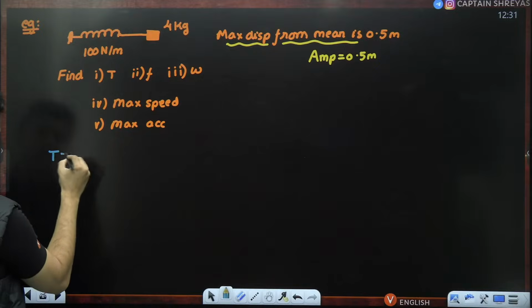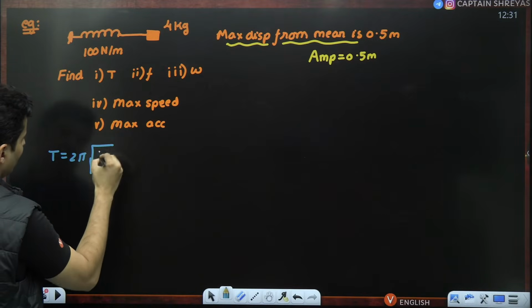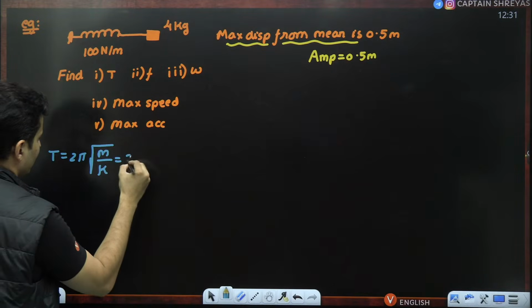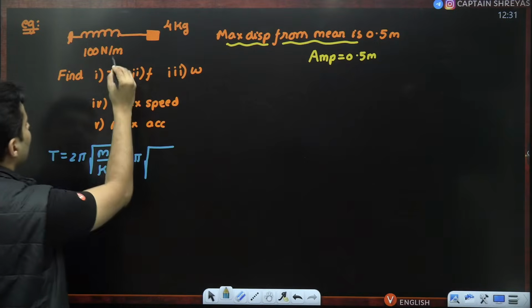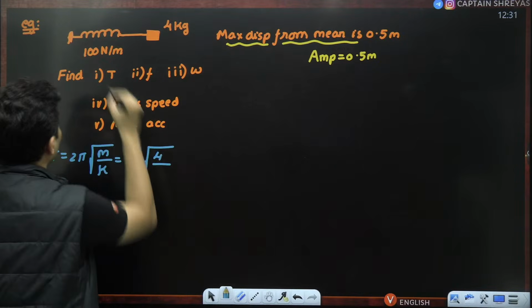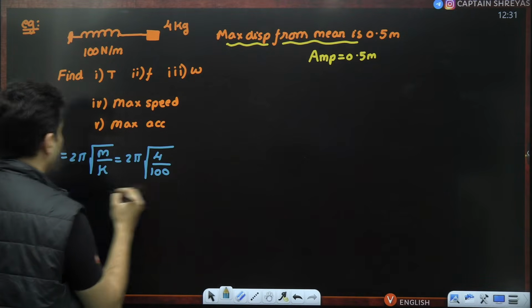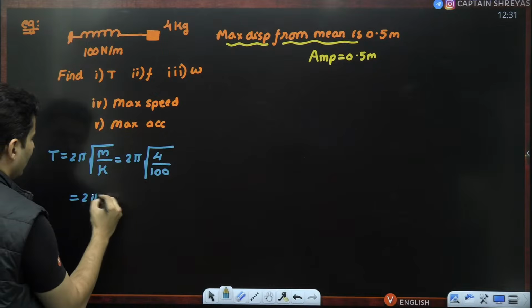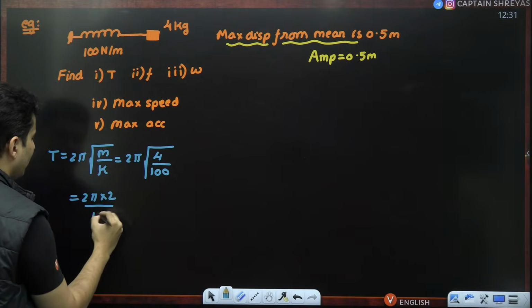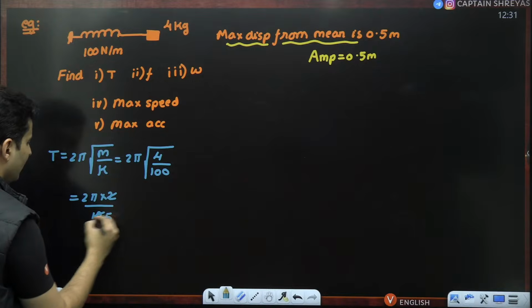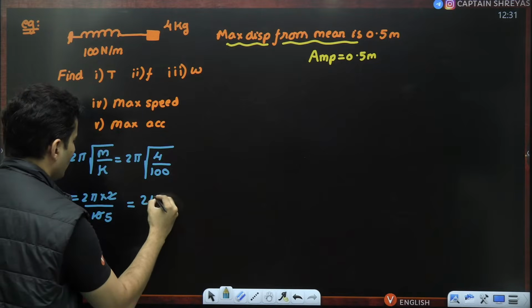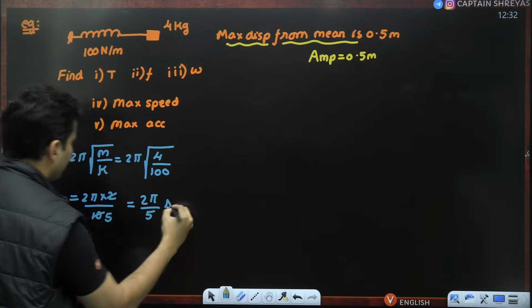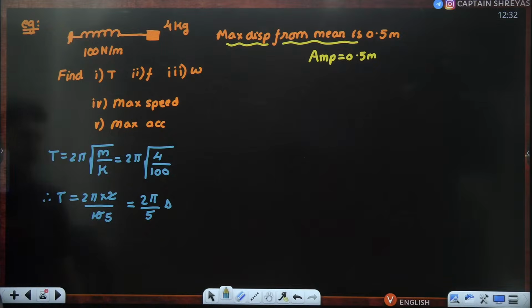Time period is 2 pi root mass by the spring constant. 2 pi is as it is, mass is 4 kg, spring constant is 100. Root of 4 is 2, root of 100 is 10, 2 goes with 10 5 times, so hence the time period is 2 pi divided by 5 seconds. So that is the time period.